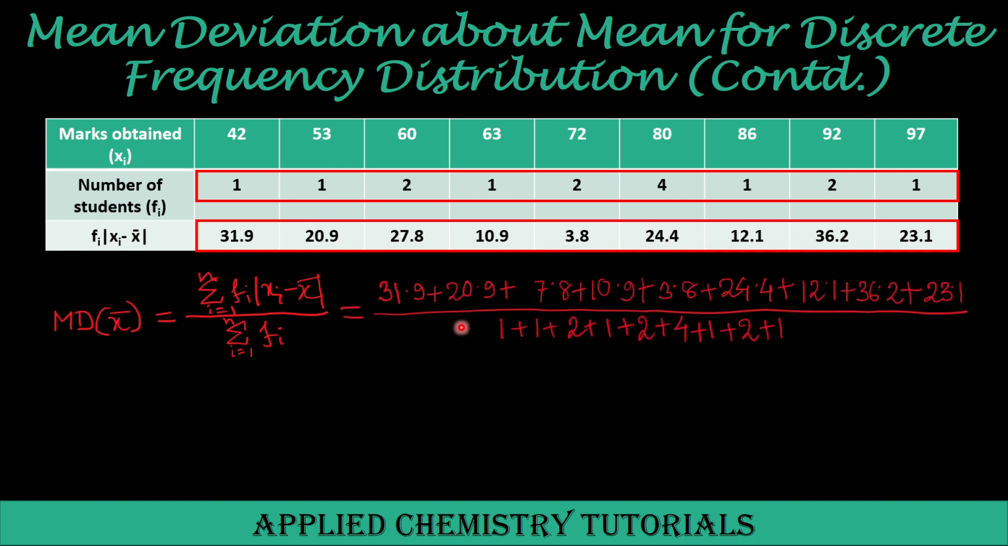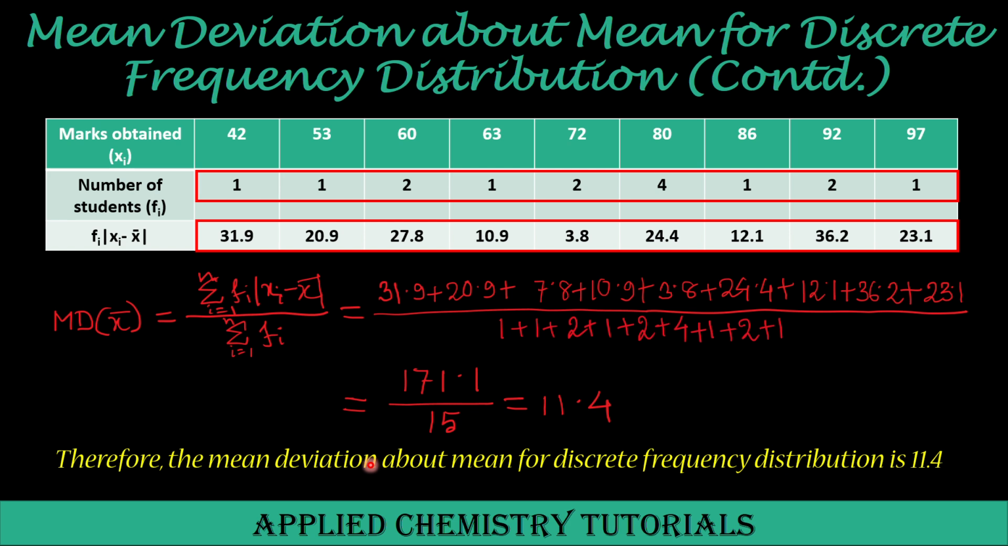So MD x bar is equal to 11.4, as we can calculate by putting all the numbers in. So we can say the mean deviation about mean for discrete frequency distribution is 11.4.